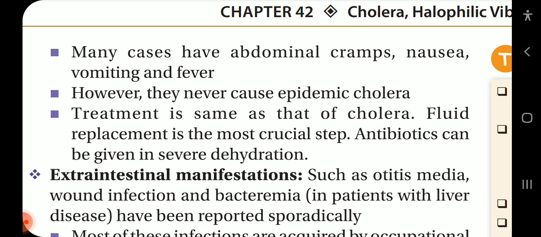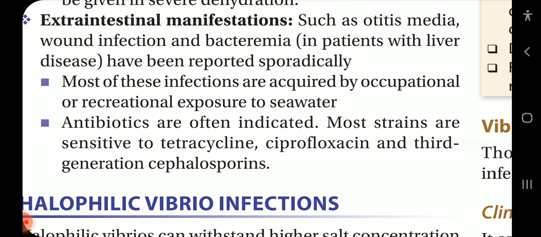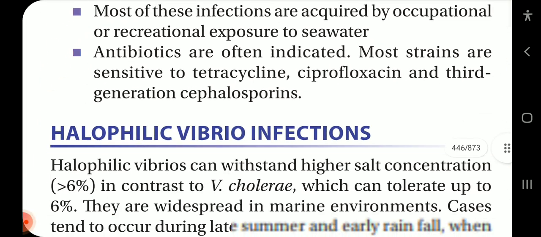Fluid replacement is the most crucial step. Antibiotics can be given in severe dehydration. Extraintestinal manifestations such as otitis media, wound infection and bacteremia in patients with liver disease have been reported sporadically. Most of these infections are acquired by occupational or recreational exposure to seawater. Antibiotics are often indicated. Most strains are sensitive to tetracycline, ciprofloxacin, and third generation cephalosporins.